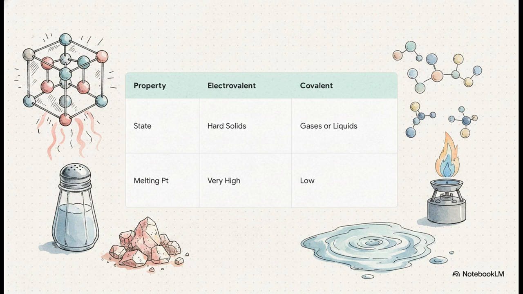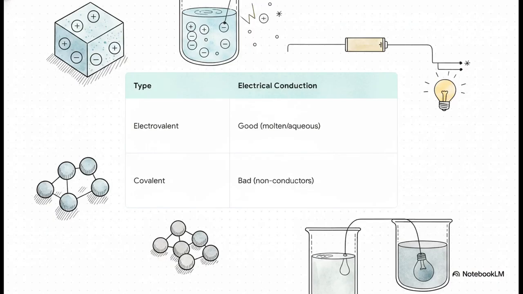Covalent compounds, on the other hand, are made of distinct neutral molecules. The forces between them are pretty weak, so they usually end up as soft solids, liquids, or gases at room temperature, like the oxygen we're breathing right now. And this actually explains exactly how they handle electricity.